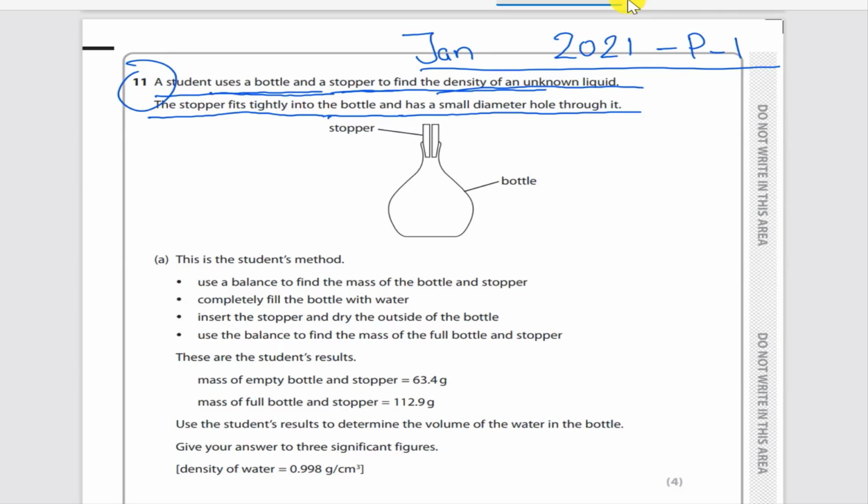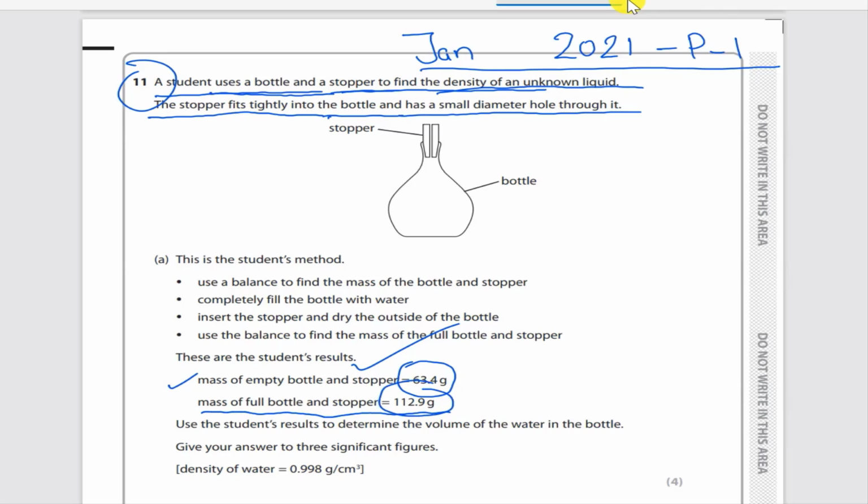This is the student's method. Use a balance to find the mass of the bottle and stopper. Completely fill the bottle with water. Insert the stopper and dry the outside of the bottle. Use the balance to find the mass of the full bottle and stopper. These are the student's results. Mass of the empty bottle and stopper 63.4 gram. Mass of the full bottle and stopper 112.9 gram.